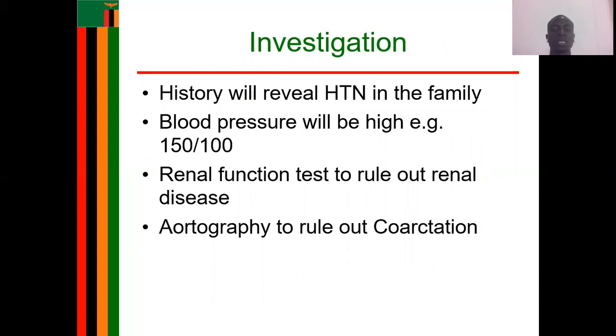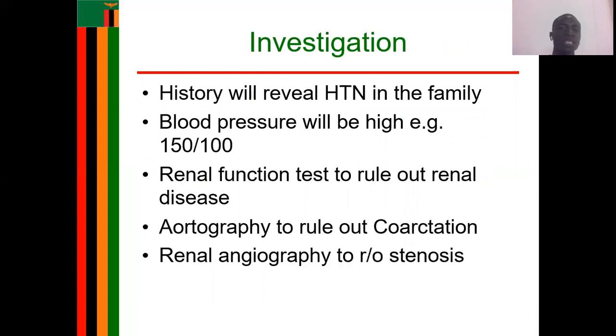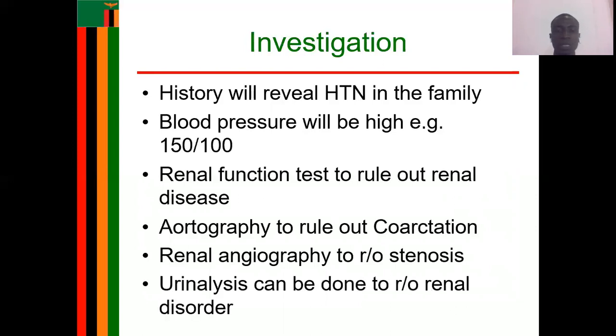Investigations you can do when somebody has hypertension: take a history, reviewing hypertension in the family. You can also take the blood pressure and discover that it is above 150 systolic and 100 diastolic. You can do a renal function test to rule out renal disease, a renal angiogram to rule out renal stenosis, and urinalysis to rule out renal disorders.